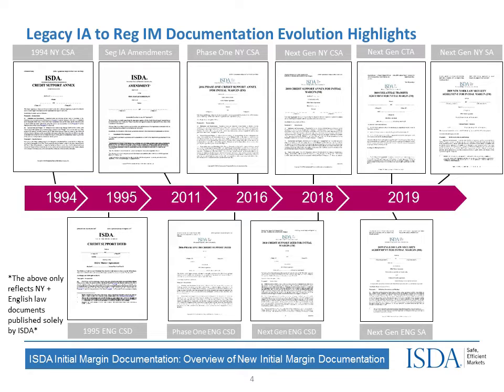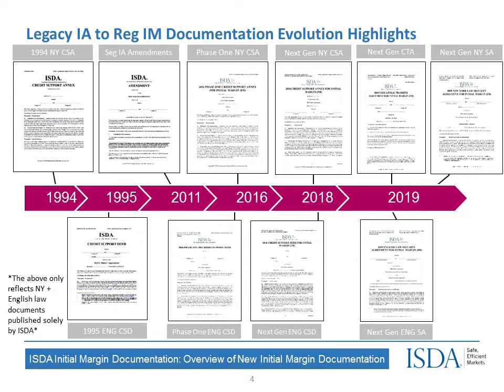Then we flip forward to 2016 and the publication of the first documents for regulatory initial margin, the Phase 1 documents. And these, of course, comply with the regulations, and so they require the parties to post into a segregated account and make a number of other changes to the earlier documents to allow for reg compliance. And we'll be going into those in later webinars.